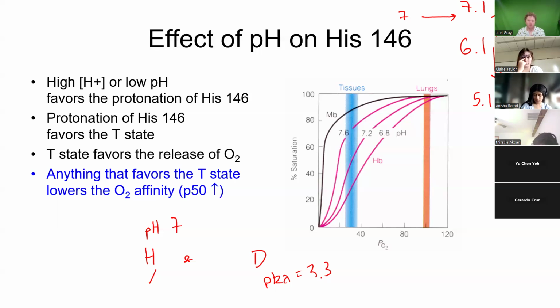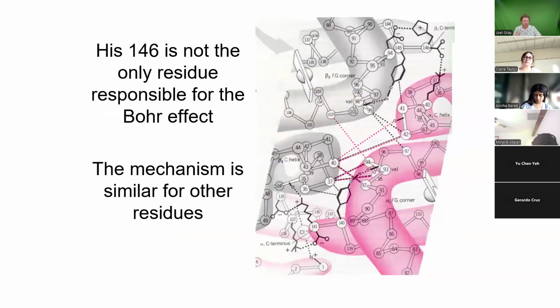Right now, I want you to focus on His 146. It has an ionic interaction with aspartate 94, and that combination favors the T state, or the deoxygenated form of hemoglobin. Now, His 146 is not the only residue responsible for the Bohr effect. The mechanism also impacts other residues. This shows some of the interactions taking place between other groups on hemoglobin, other contacts within these different subunits. What you can take away is that a proton arguably is an allosteric effector, because a single proton can bind to hemoglobin and favor the T or the R state, or loss of a proton can favor the T or the R state. So we've got two allosteric effectors: one homotropic, oxygen, and the other heterotropic, a proton.